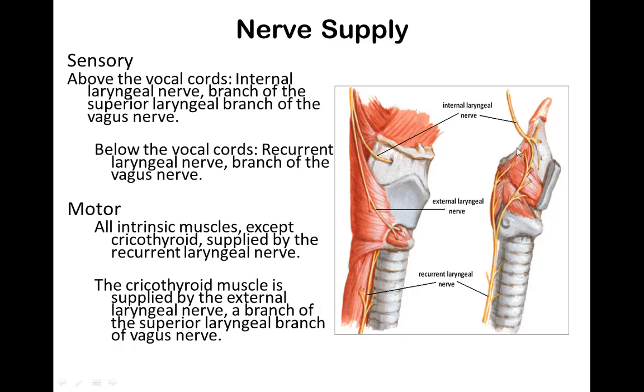Most of the muscles of the larynx are supplied by the recurrent laryngeal. We have one exception, which is the cricothyroid muscle, which is supplied by the external laryngeal nerve. So here this is the cricothyroid muscle, as you can see, and this is the external laryngeal nerve supplying this muscle.